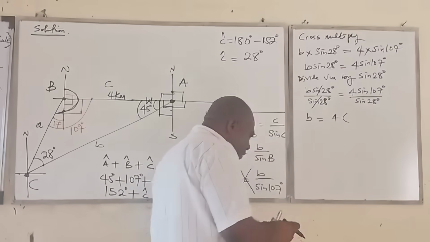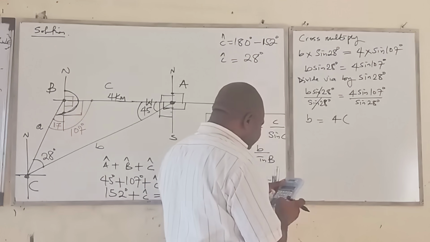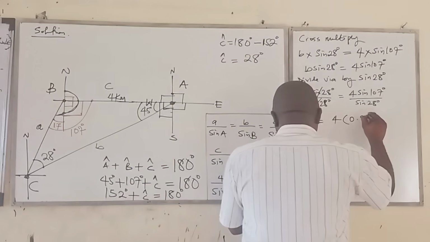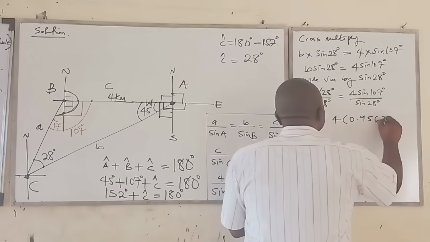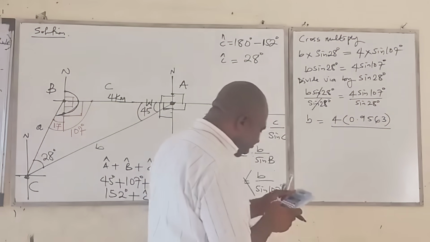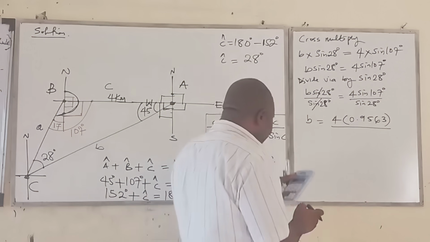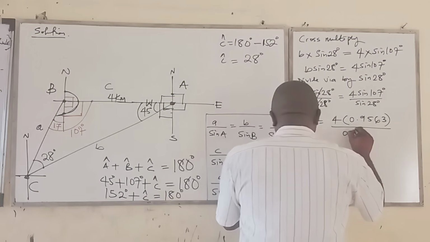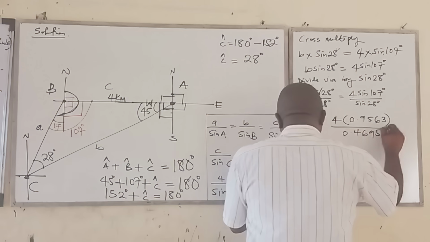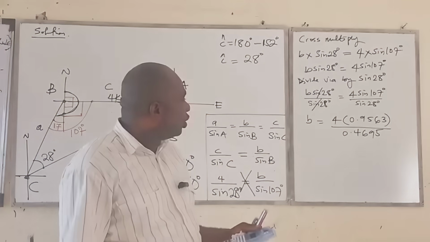Now let's get the value of sine 107. Here we have sine 107, that will give us 0.9563, divided by, let's see the value of sine 28. Now the value of sine 28 is 0.4695 approximately. Yes, that's the value of sine 28.